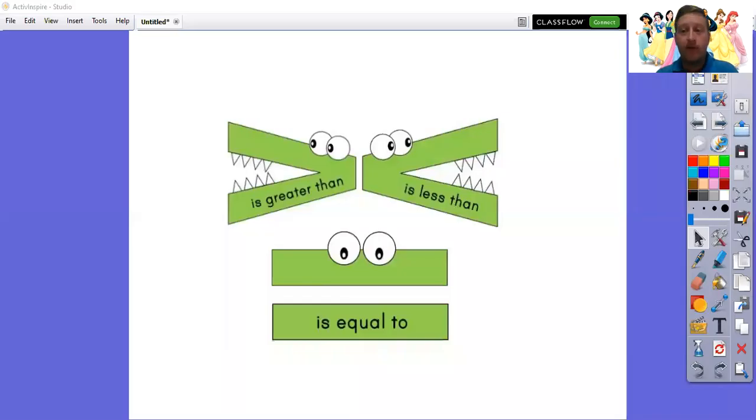So let's take a look at what we will be learning for today. Today's topic is greater than, less than, and equal to. Greater than, less than, and equal to.